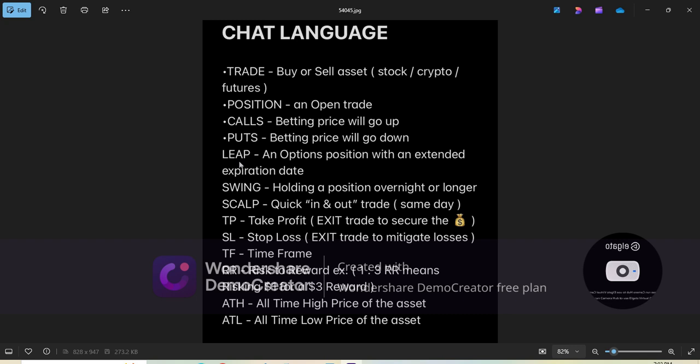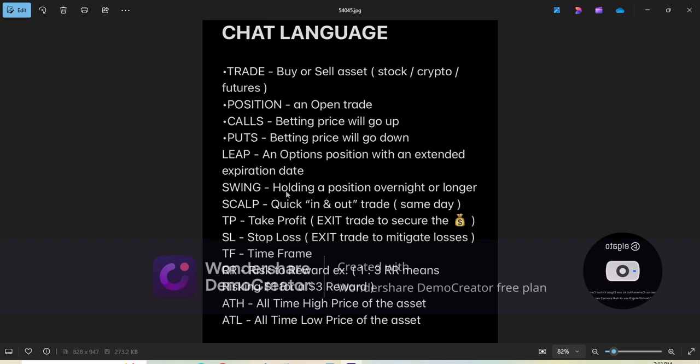A leap is an options position with an extended expiration date. So, for example, you might see calls. We're taking calls, and it's gonna be a leap, meaning that we're gonna take a position that's further out, right? Months from now, months from the time we call it, months to years out, right? So it's a very extended trade, right?